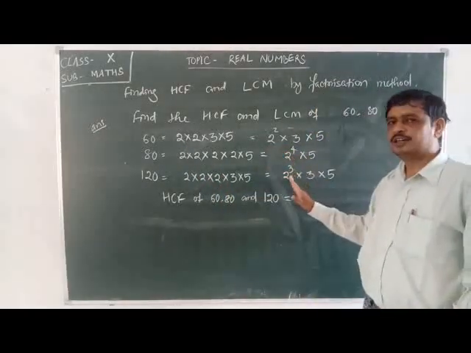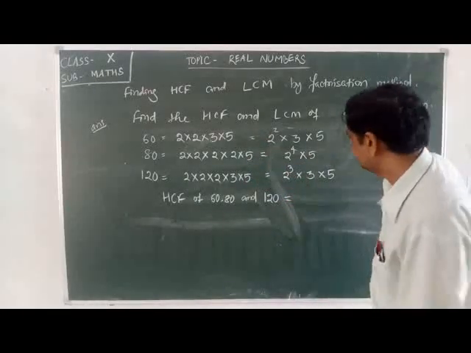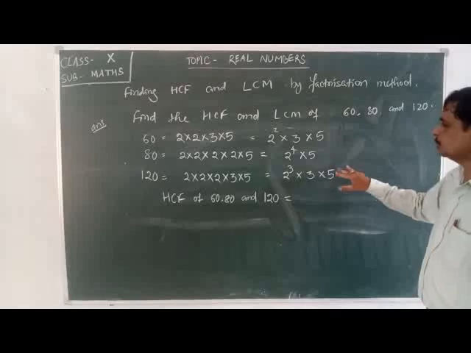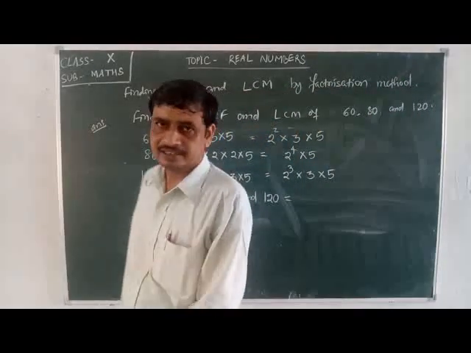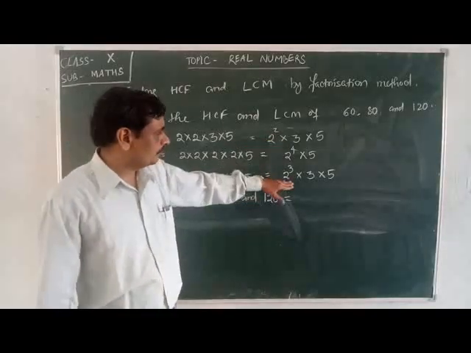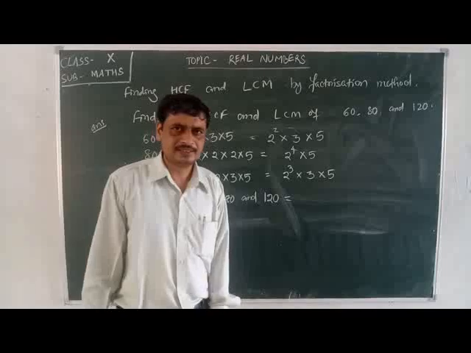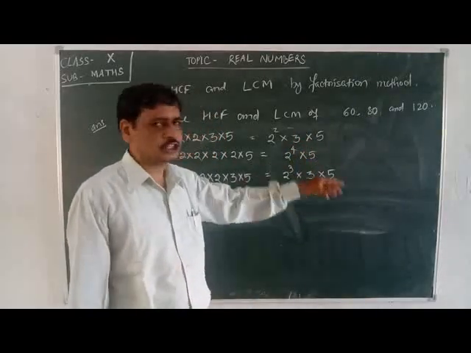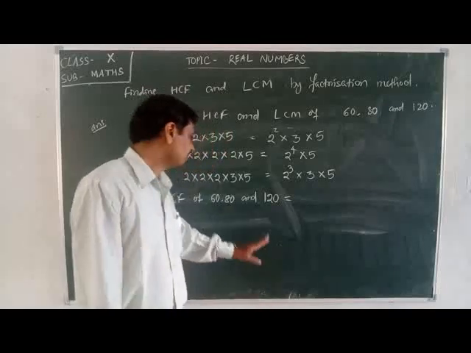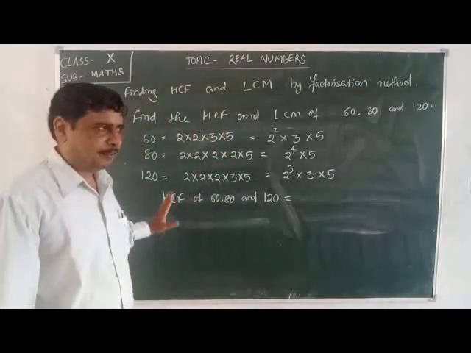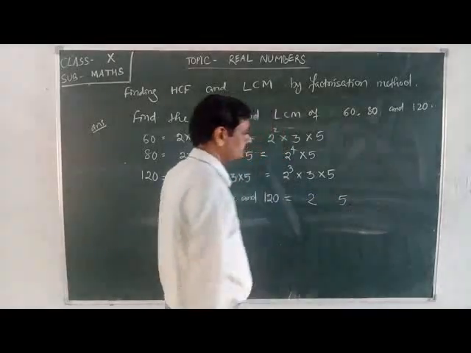First, we can see 2 is present in all these factorizations. Next, 5 is also present in all the factorizations. 3 is present in the first and last numbers, but in the middle number, 3 is not present. So, 3 is not common in the factorization. So, the common factors are 2 and 5.